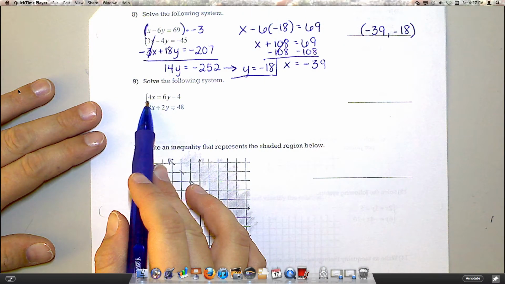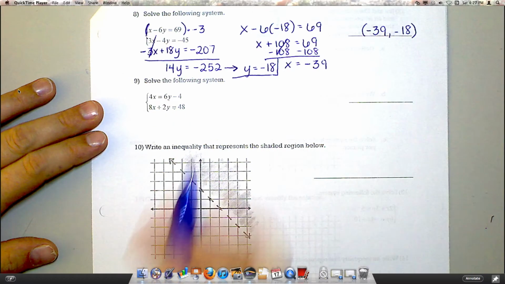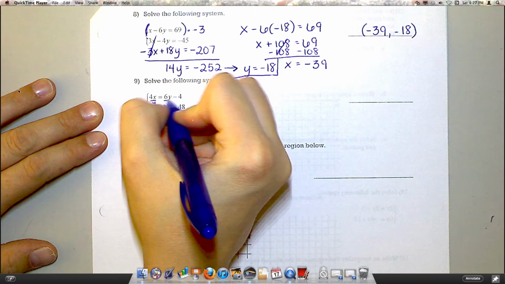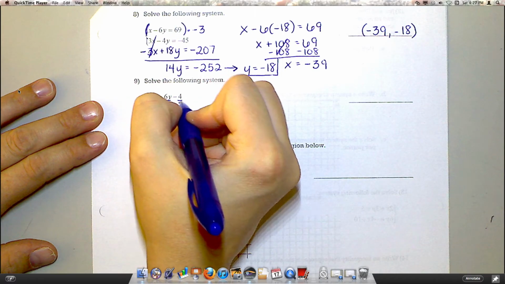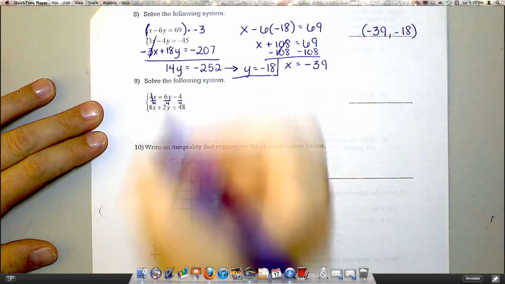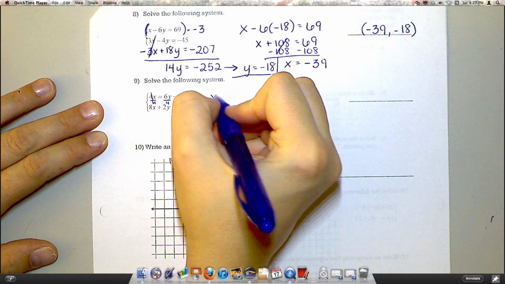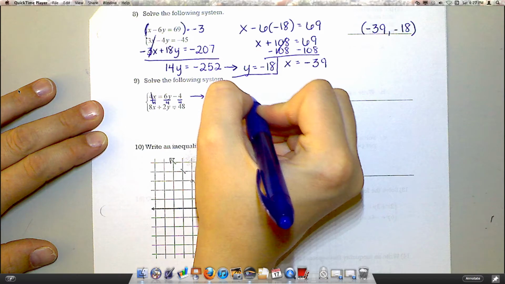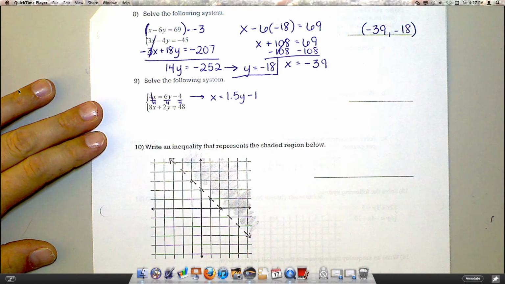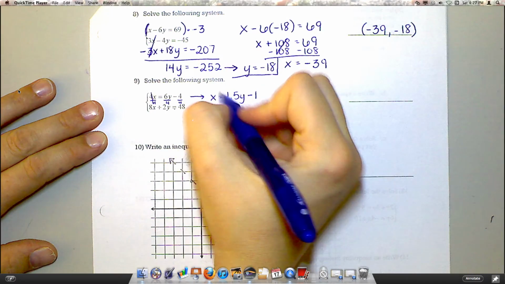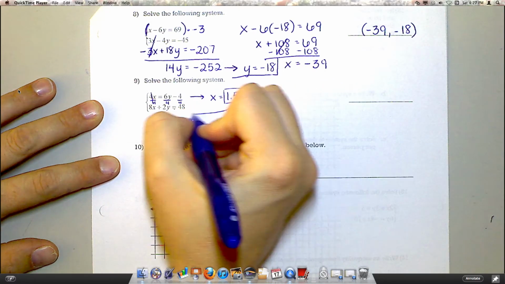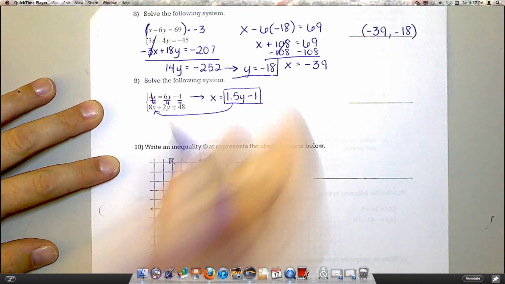Okay? If I was going to do substitution, I would look at this first one and think that it would be pretty easy to get x by itself. All I really have to do here is divide everything by 4. Divide by 4, divide by 4, divide by 4 to get that to cancel. So that's going to leave me with x equals 1.5y minus 1.